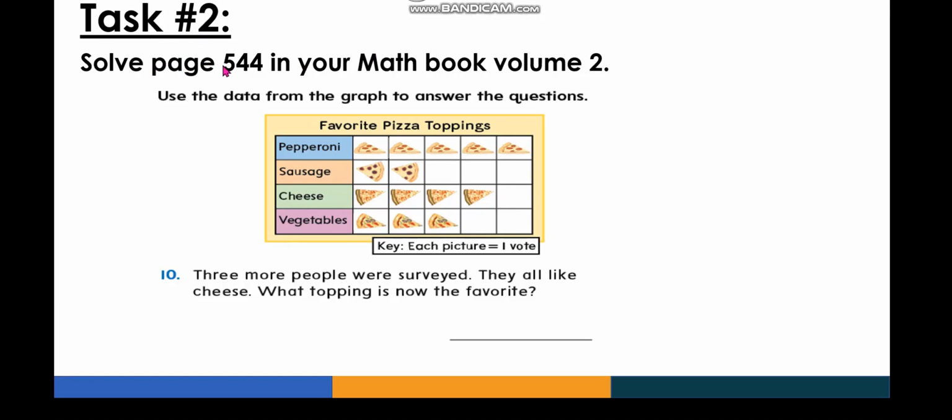Task number 2. Solve page 544 in your math book, volume 2. Use the data from the graph to answer the question. This is the data about it. Yes. First, read the title. Favorite pizza. And what is the key? Each picture equals 1 vote. Okay? Very easy. Answer alone in your book. Then take a picture and send it to me.